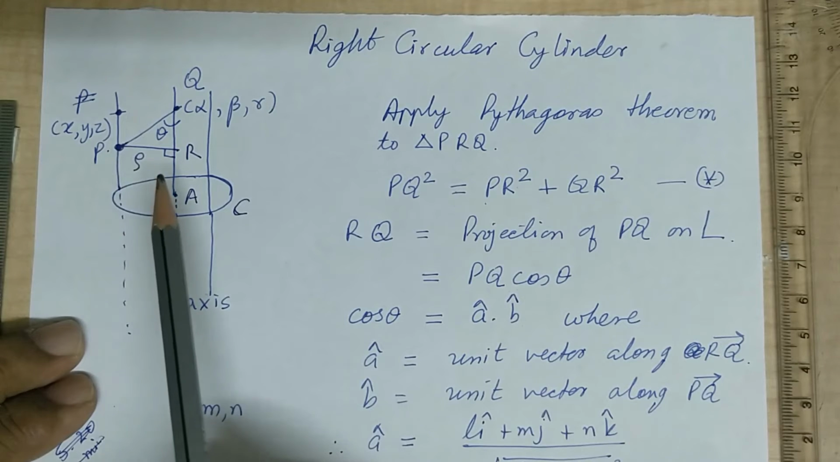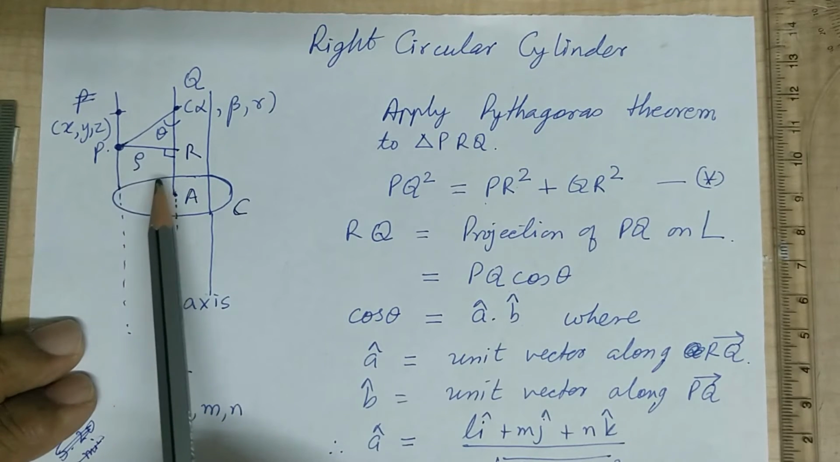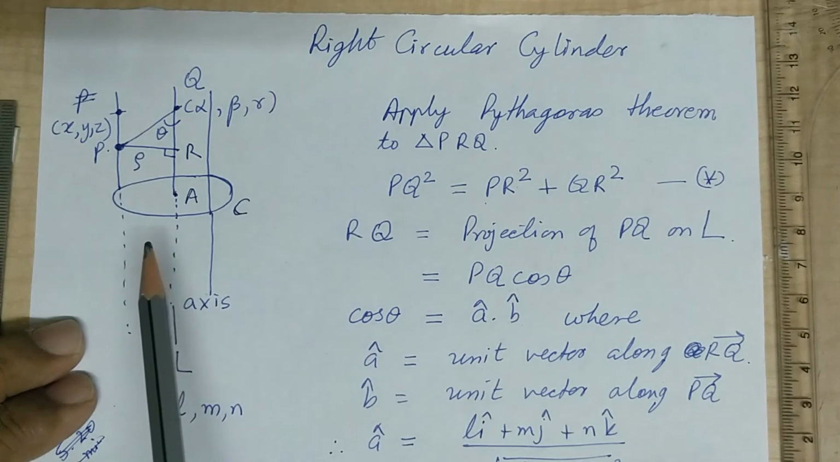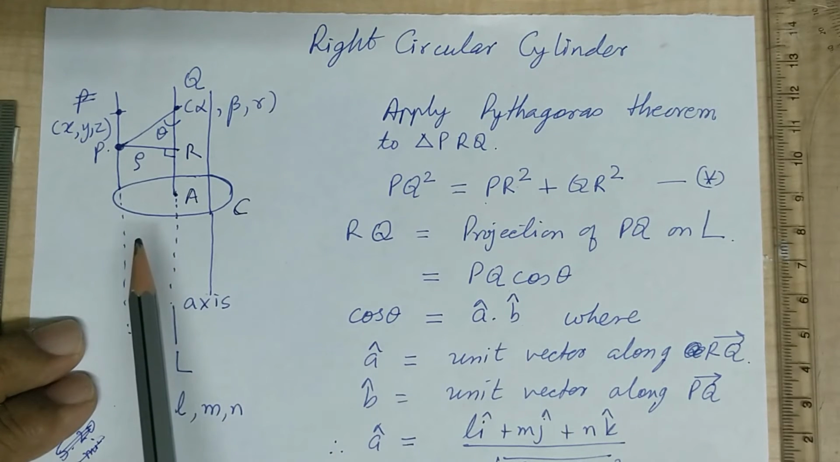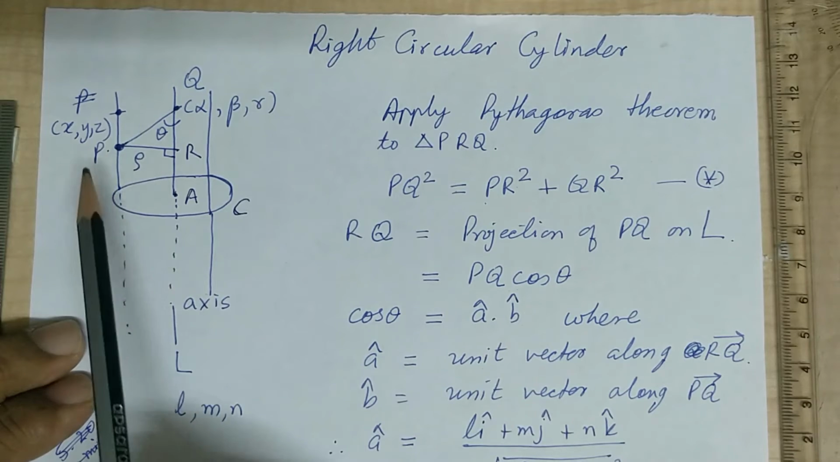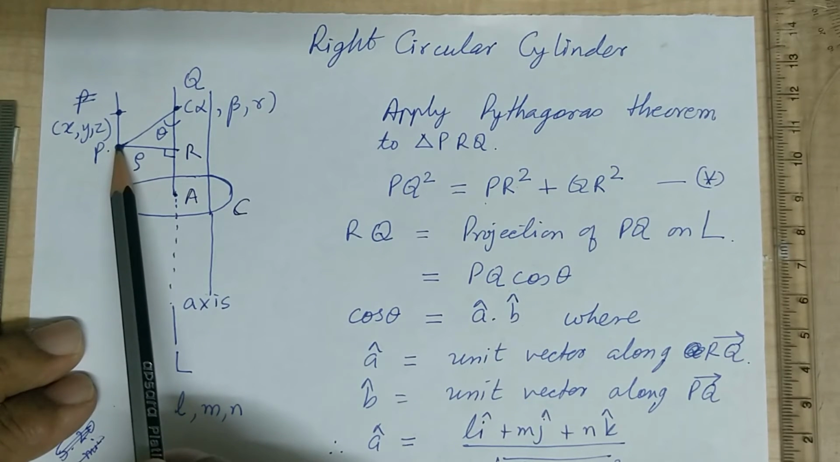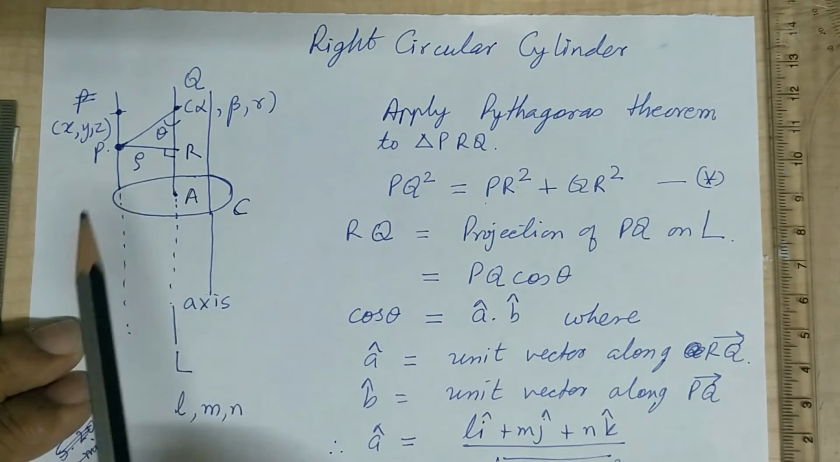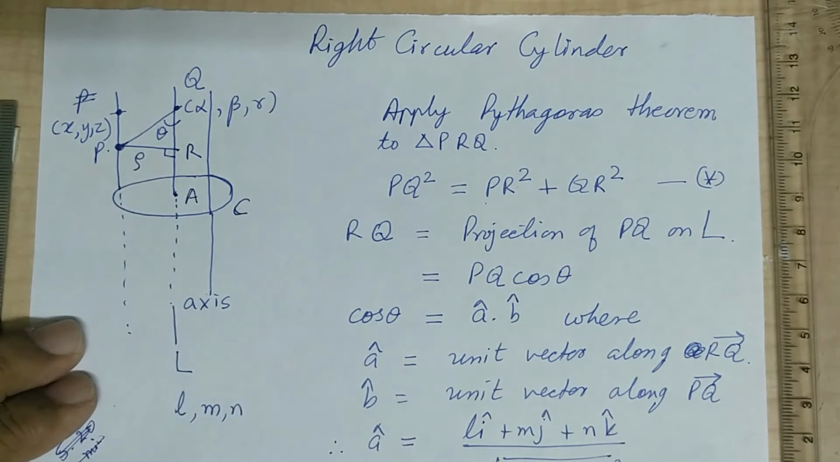Since it's a right circular cylinder, the radius of the cylinder and the radius of the circle is the same. So what I've done is I've taken a point on the generator and dropped a perpendicular on the axis. What I get is rho, the radius of the cylinder.